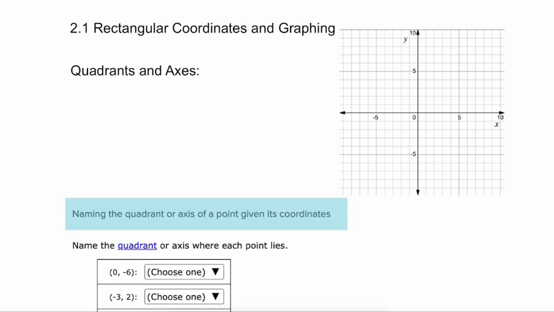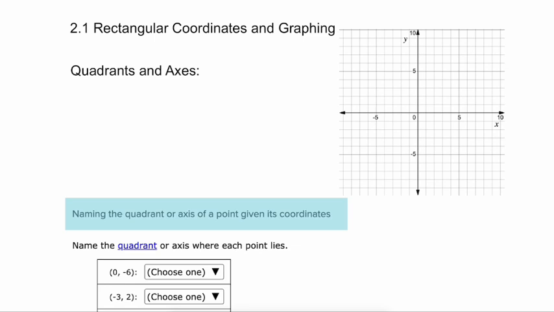Polar coordinates and graphing is going to be super review. It's going to be Algebra 1 review, so it's going to be very quick and easy. The homework's going to be quick and easy. Even the ALEKS is going to be quick and easy. So let's talk about some things that we should know.